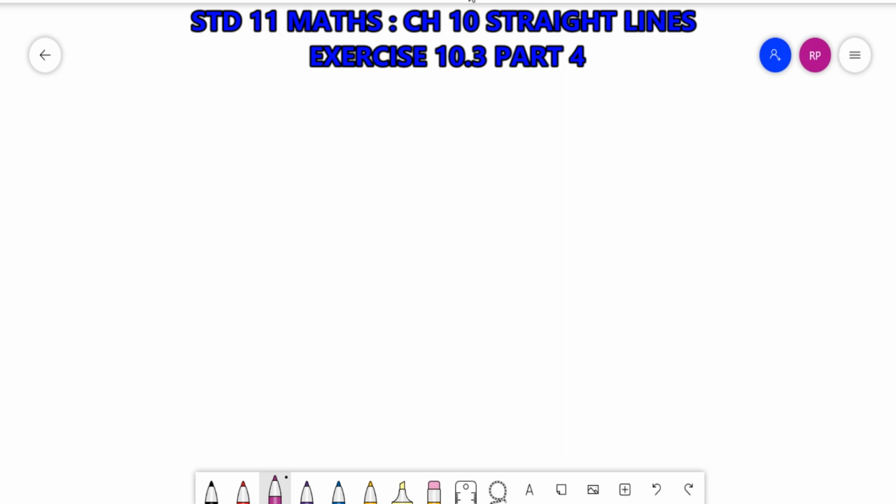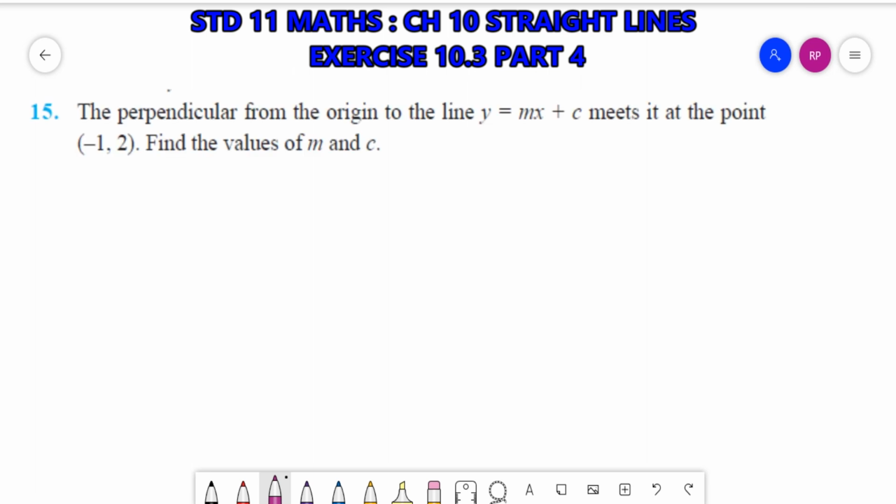Exercise 10.3 of chapter 10, straight line. Till now we have completed till question number 14. So now let's start with question 15. The perpendicular from the origin to the line y is equal to mx plus c meets it at the point minus 1, 2. Find the value of m and c.